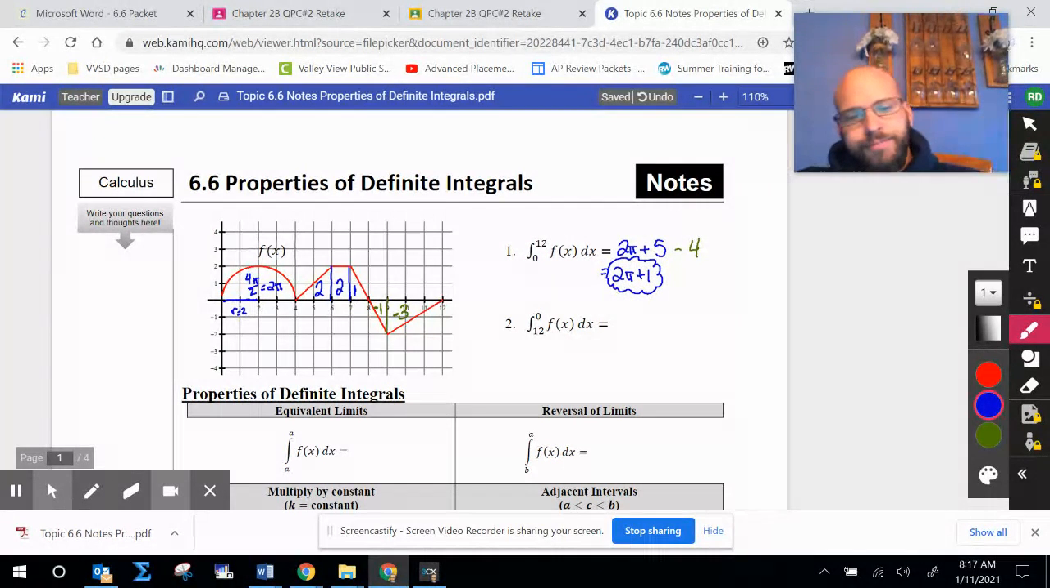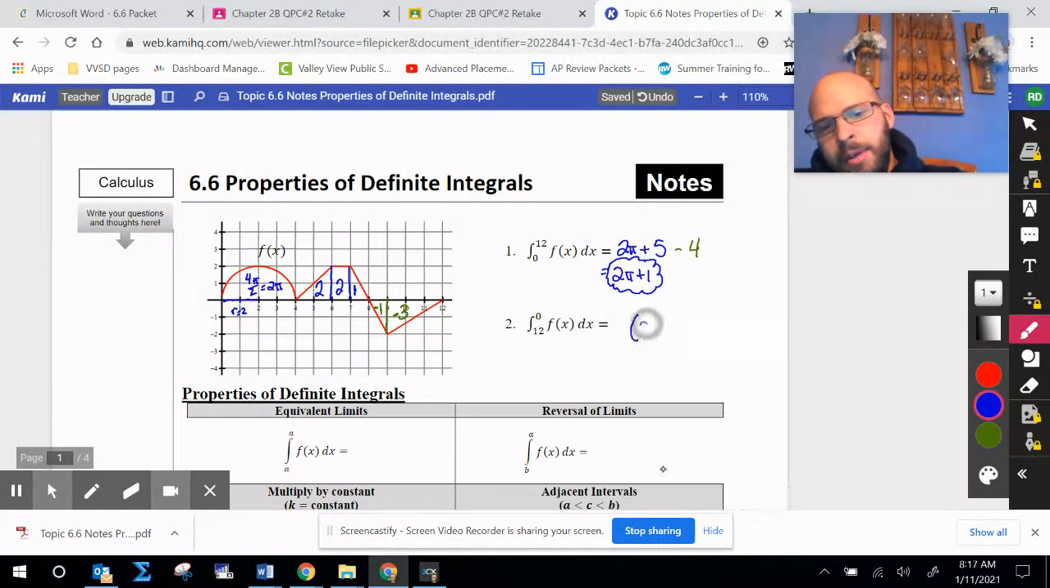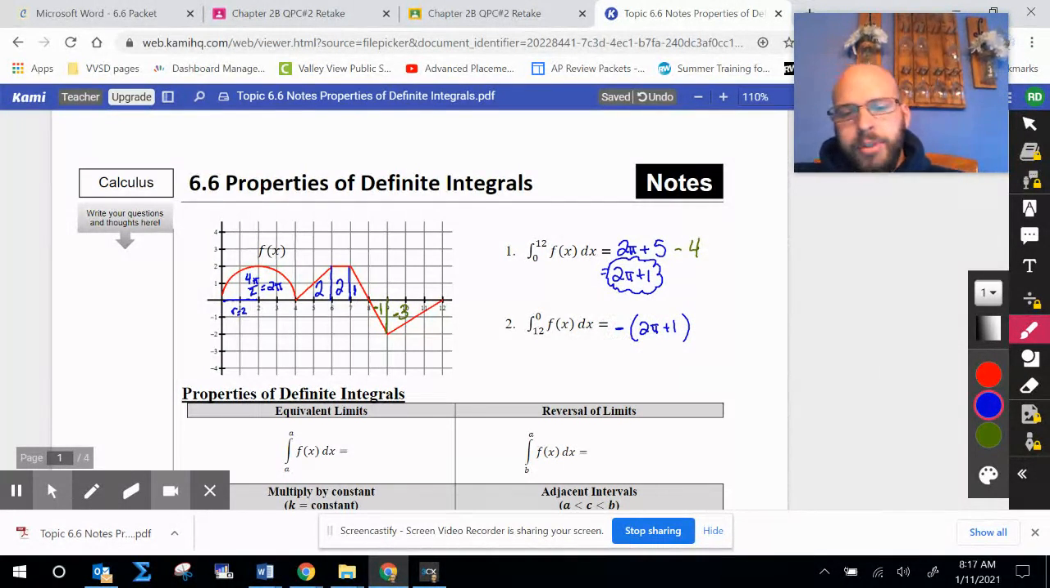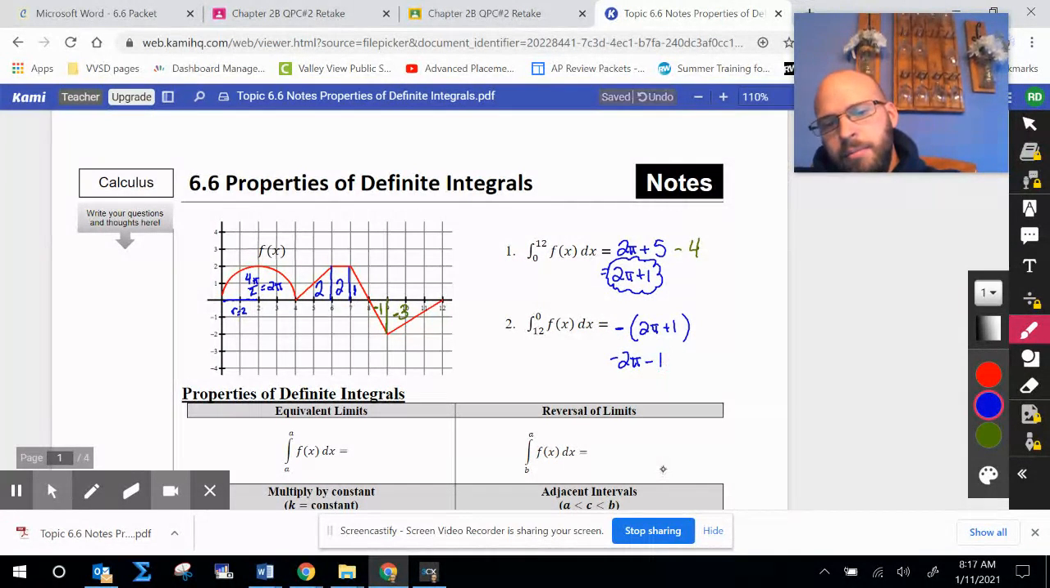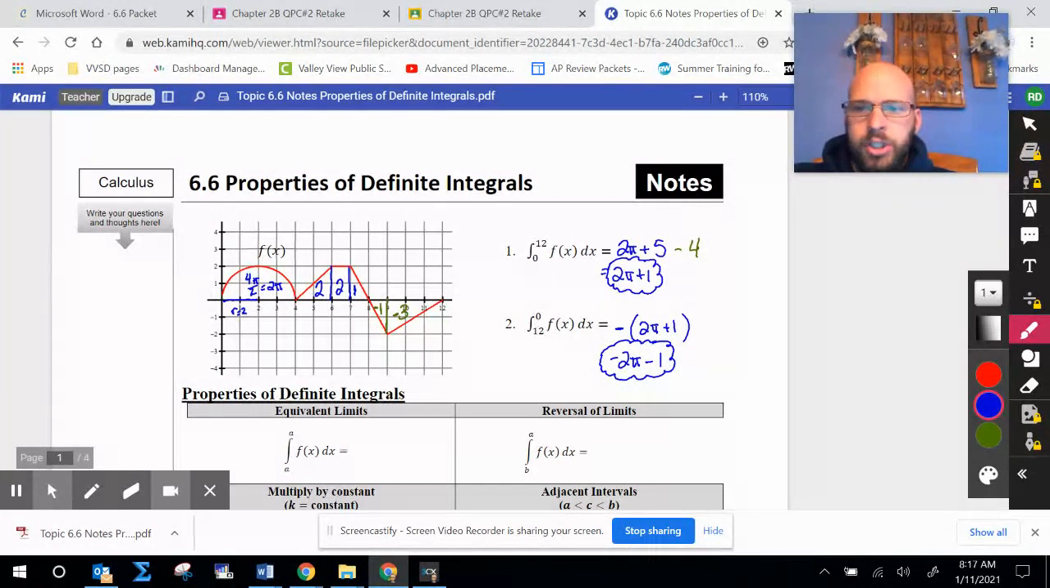Okay. Now, for number 2, if you go backwards, it would ultimately flip everything around. And that's one of the properties. If you end up flipping the limits, what we end up getting is the exact same answer, but opposite, right? So in this case, I would say I have a -2 pi minus 1. And I'm going to go into some more details with that here in just a second.